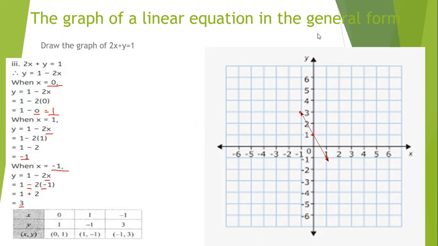So any number you will assume for x means you will assume the value of x. And you will find the corresponding value of y. And after finding the values, you have to write those values in a tabular form. And that table will help you to plot the points on a graph paper. So just go through the sum. I'm waiting for you all.